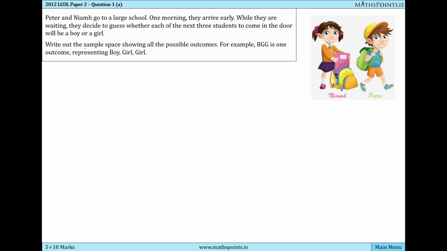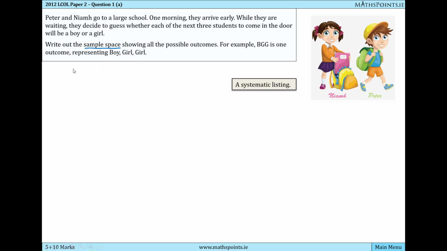So a sample space, first of all, is just where we list all the outcomes of an event, and this can be done through visual representation. We can have a tree diagram, or we can have a two-way table, or we can just list out all the possible outcomes. And when we list out all the outcomes, that's called a systematic listing.